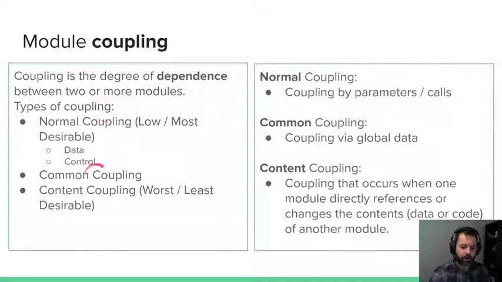So I've got normal coupling, common coupling, content coupling here. Normal coupling, maybe I've got some parameters coming in, some invocations to make. Common coupling, we're using the same data set, so we have some global data we're sharing possibly. Why is that a problem? If I update this global data, it's going to impact all of these other classes. So that's your common idea. And then content, that means that if I update something here, it updates something there. And again, that's a dependency where you're trying to minimize that.